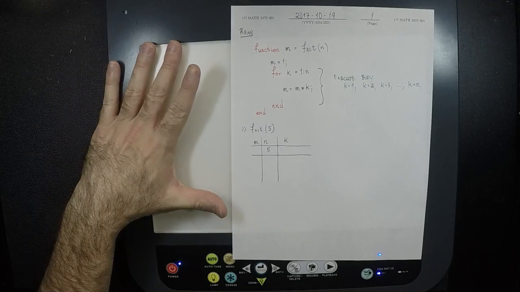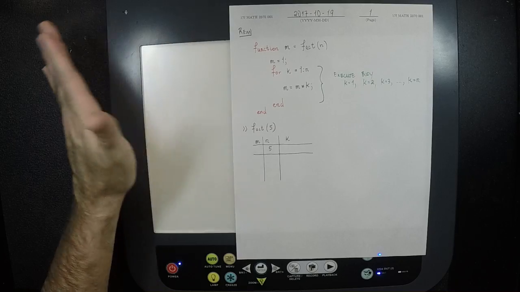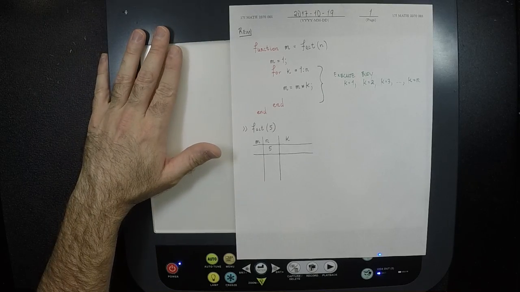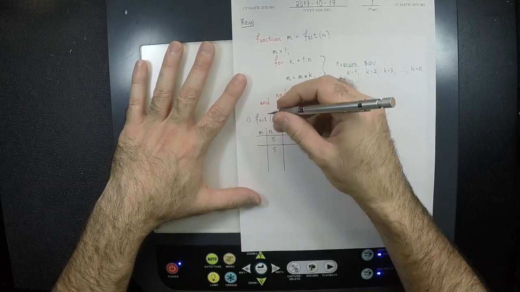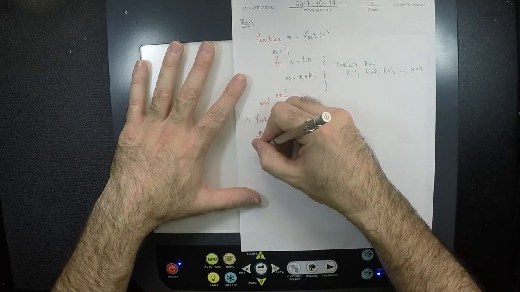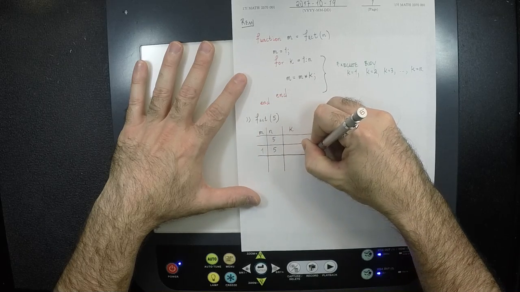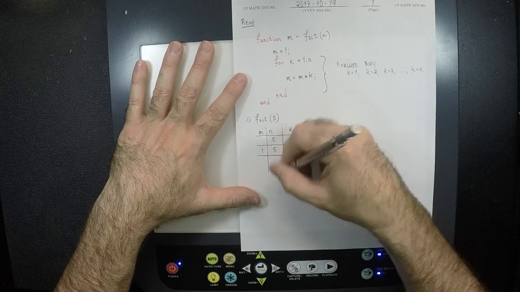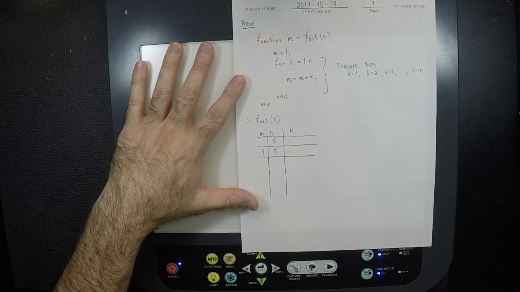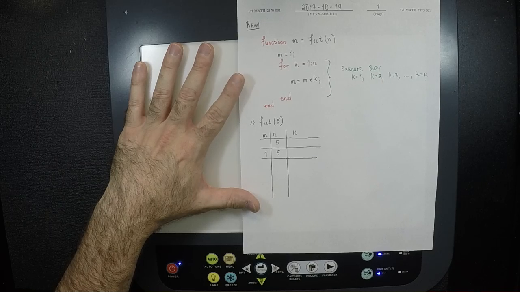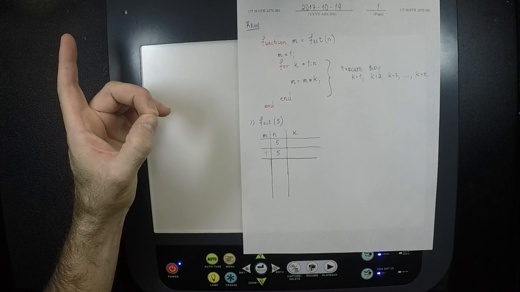Then unconditionally, the first thing that we do when we enter the function, we make an immediate definition for which variable? M. So now we know that n is 5, and we also know that m is 1. And notice that so far at least, k doesn't have a value yet. Okay.